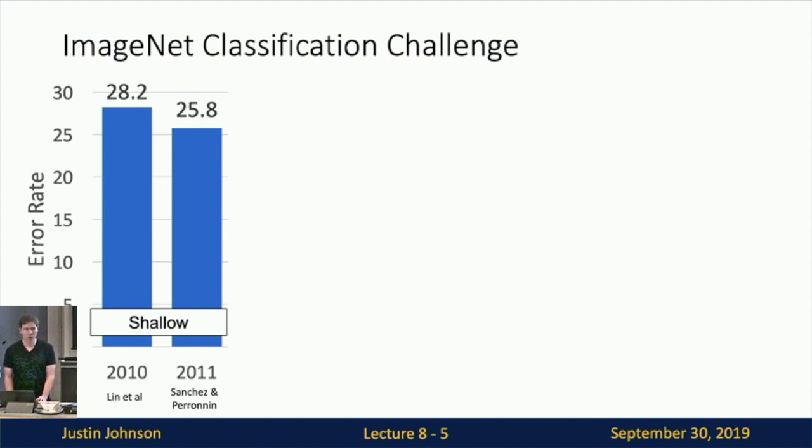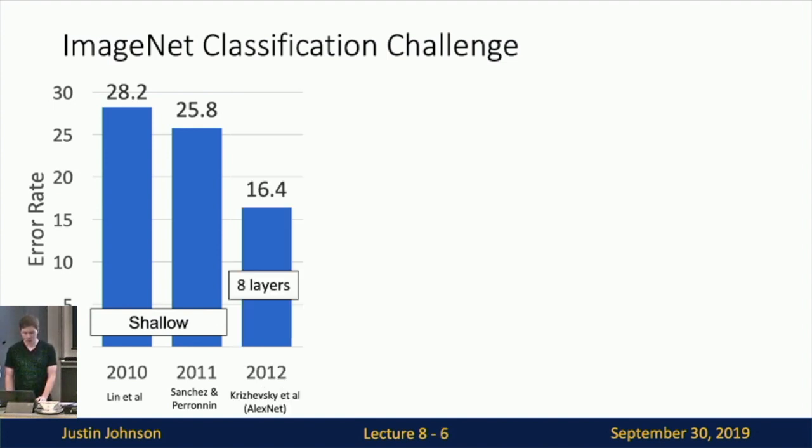As we've already seen, in 2010 and 2011, the first 2 years the competition was run, the winning systems were not neural network based at all. They were these compositions of multiple layers of hand-designed features together with some linear classifier on top. But in 2012, as you should probably remember by now, was the year that convolutional neural networks first became a huge mainstream topic in computer vision research, when the AlexNet architecture just crushed all the other competition on the ImageNet challenge in 2012.